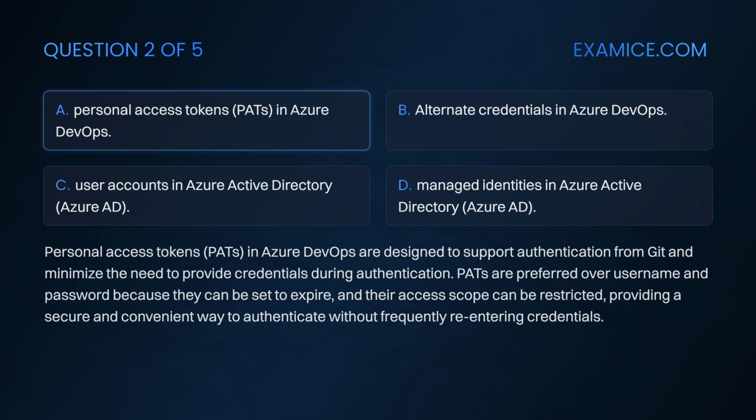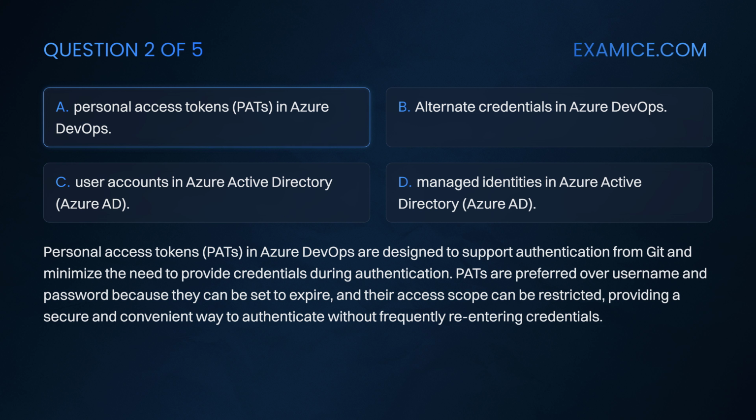Personal access tokens in Azure DevOps are designed to support authentication from Git and minimize the need to provide credentials during authentication. PATs are preferred over username and password because they can be set to expire, and their access scope can be restricted, providing a secure and convenient way to authenticate without frequently re-entering credentials.